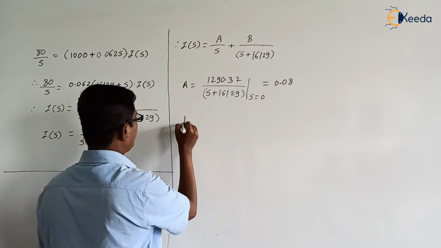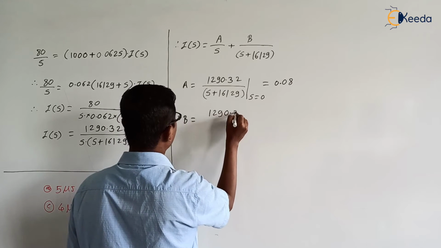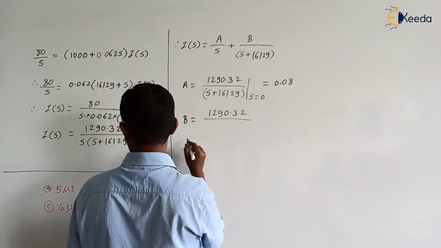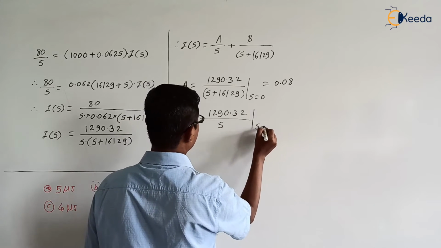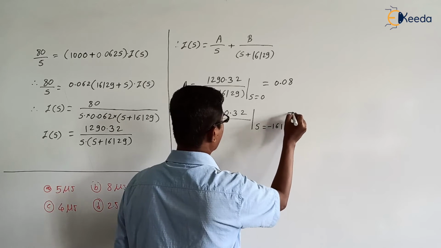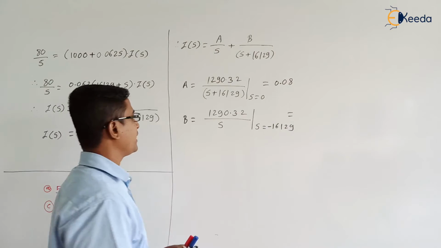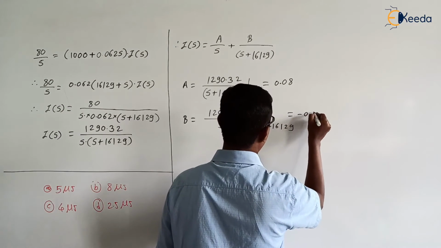Next, similarly, can we find B? B is equal to 1290.32 divided by S, where S is equal to minus 16129. So we can write it as 1290.32 divided by minus 16129, right? So it is minus 0.08. We'll be getting minus 0.08.